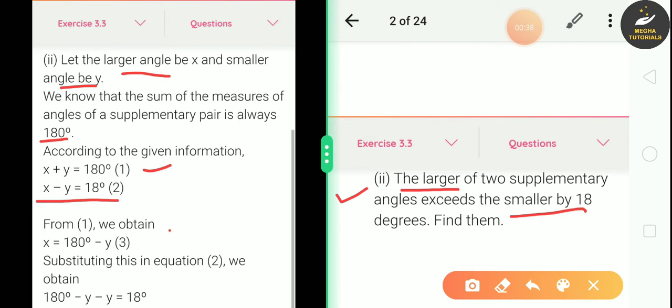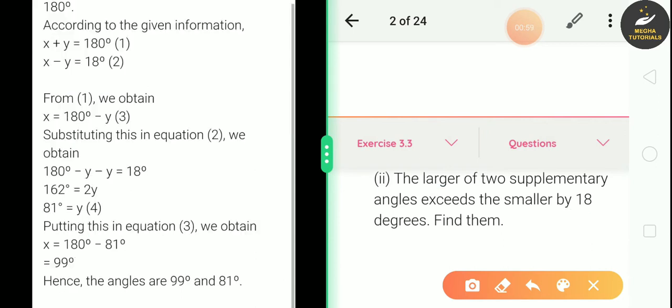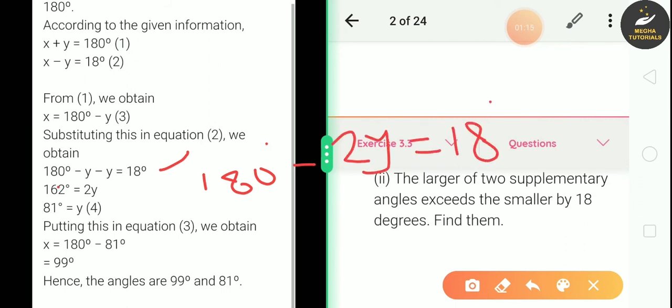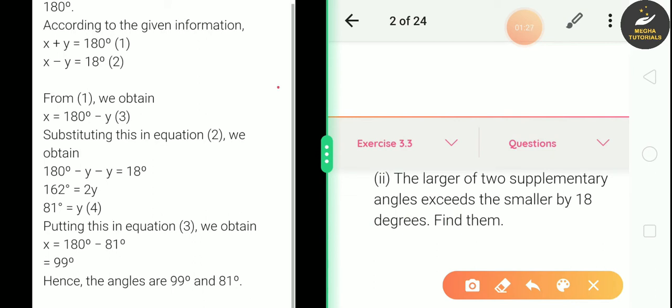So from equation 1 we can write x is equal to 180 degrees minus y. Put this equation 3 in equation 2. So we'll get 180 minus y minus y is equal to 18 degrees. In place of x will come 180 minus y. So 180 degrees minus 2y is equal to 18 degrees. Then we can transpose 2y on the RHS and 18 on the LHS. So we'll get 180 minus 18, that is 162, is equal to 2y. So in the next step, y is equal to 162 upon 2, which is equal to 81.